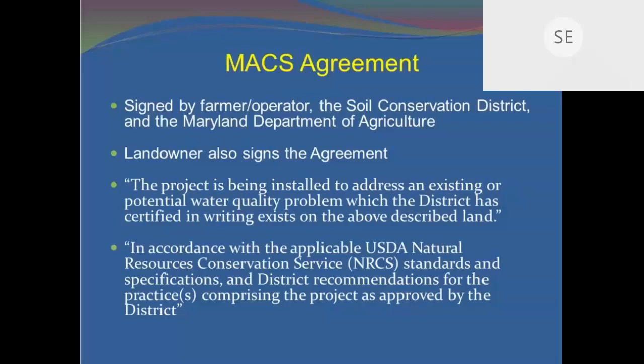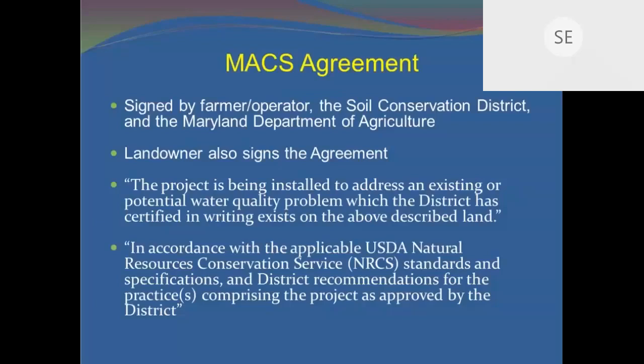Let me back up just a second, though. We have general eligibility for our practices. The requirement is that there's a potential water quality issue on the farm that needs to be addressed. It's not necessarily to benefit farm production per se, not quite as much as NRCS or maybe FSA. We are trying to address a water quality problem, and it's primarily on agricultural use.